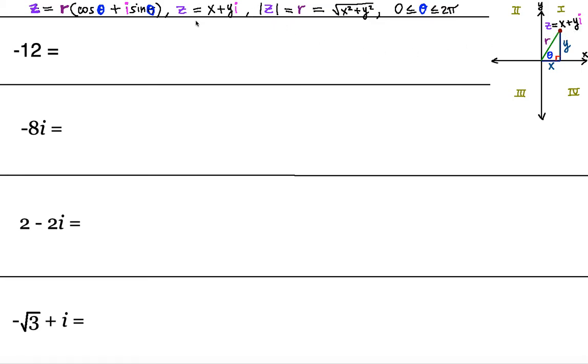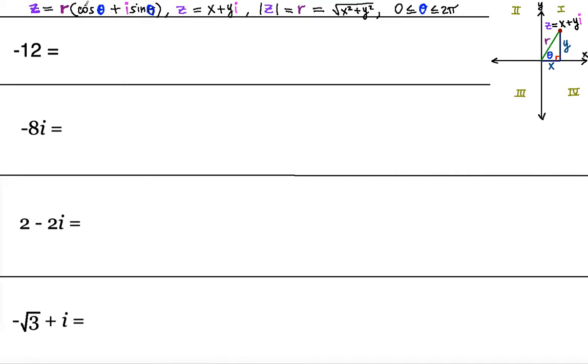So notice here that what we need to do is to represent the given z complex number as x plus yi, and represent this as the trigonometric form, which is equal to r times cosine of theta plus i sine of theta. z is equal to minus 12, z is equal to minus 8i, z is equal to 2 minus 2i, etc. And we need to represent this in the respective trigonometric form.